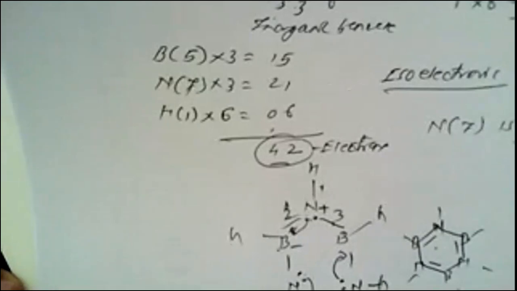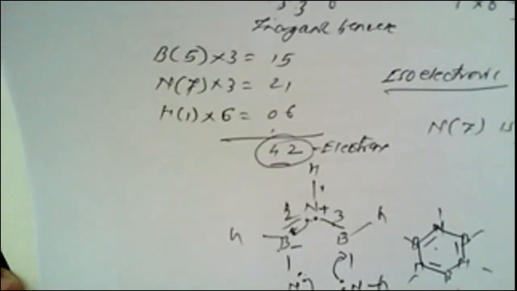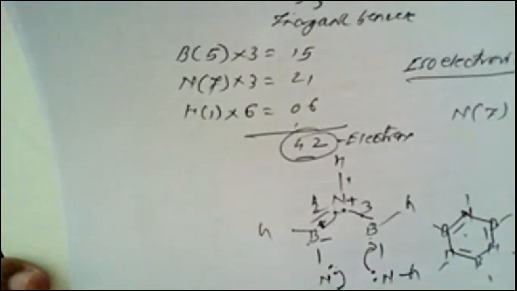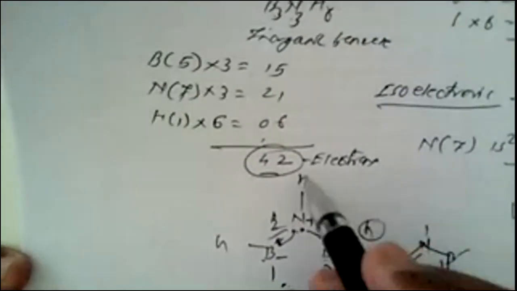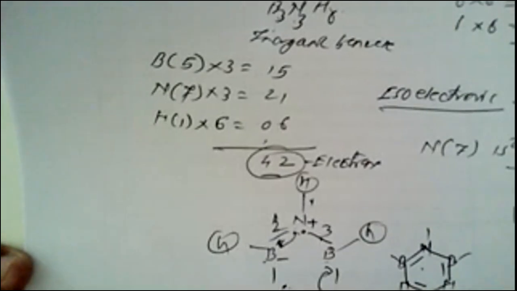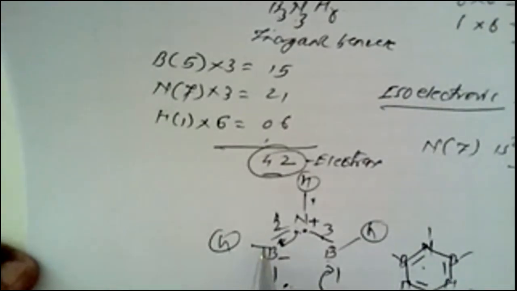For example, if we treat this borazine B3N3H6, then it can form a compound where 3 hydrogen atoms are replaced from the boron. These are here, here, and here. So it can produce a new compound like this. This is a nitrogen, boron, boron, nitrogen, nitrogen, and boron.